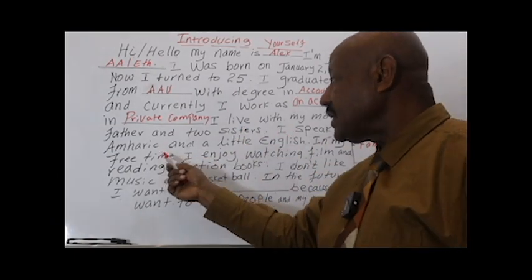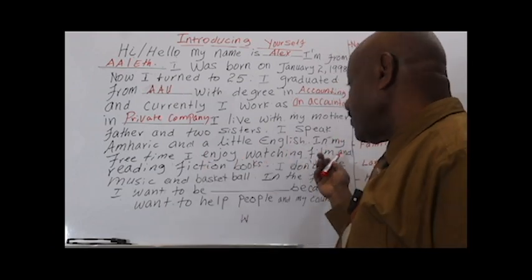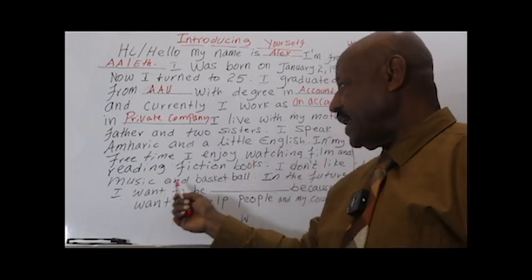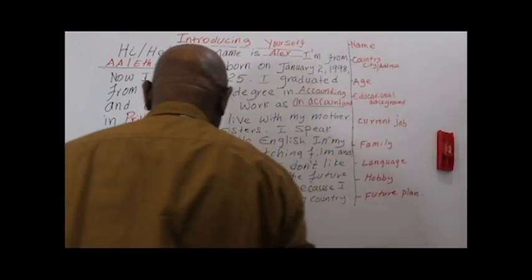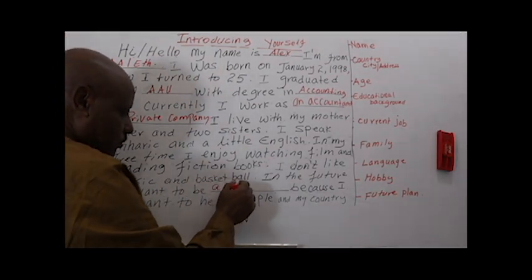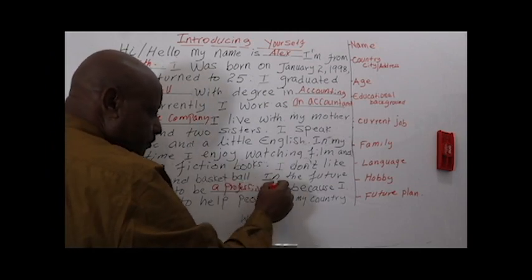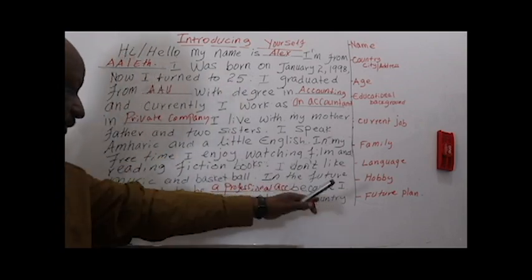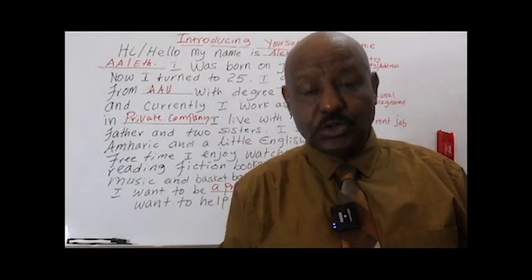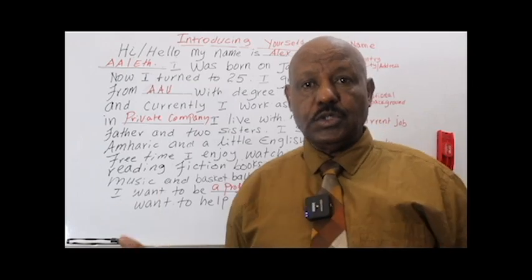I speak Amharic and a little English. In my free time, I enjoy watching films and reading fiction books. I don't like music and basketball. In the future, I want to be a professional accountant because I want to help people and my country. So this is a simple illustration to show how to introduce yourself.